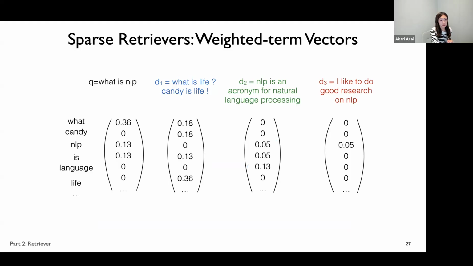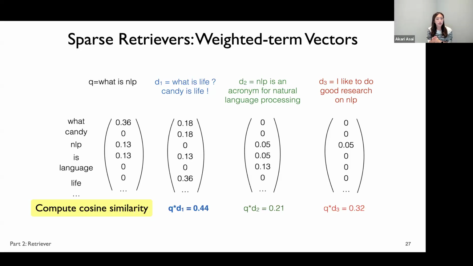After we construct the sparse embedding, we compute the cosine similarity between the query and all documents in the data store. When we compute the similarity, in this case, D1 will get the highest score, 0.44.